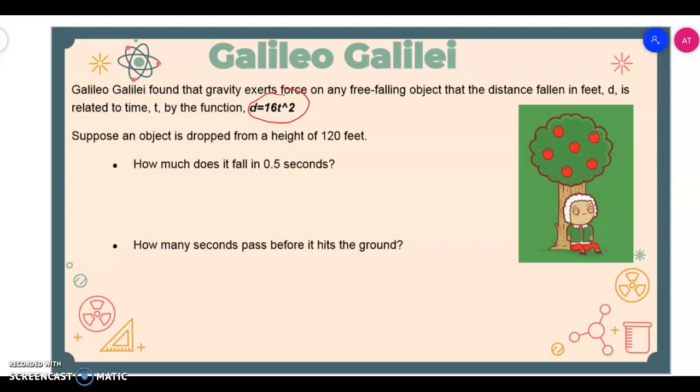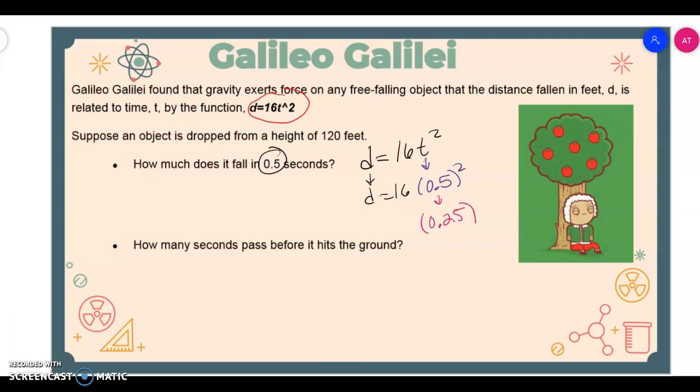What we're going to do is take our equation, d equals 16t squared, where t is time. We already know the time is 0.5 seconds, so we're going to put 0.5 seconds squared, and bring everything else down. 0.5 times 0.5 is going to give me 0.25. My bad.